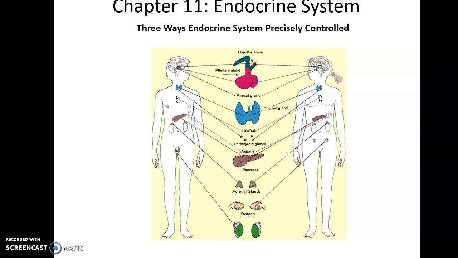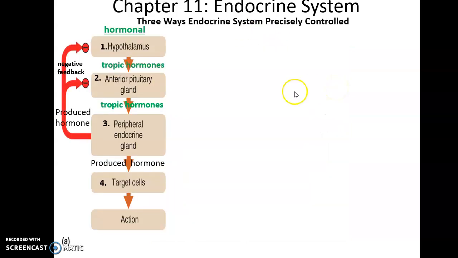So there are three mechanisms used by endocrine structures in order to control the release of hormones, because obviously we only want the hormones to be released when they're needed. So the first way is hormonal control. This means hormones that are released cause the release of other hormones and other endocrine structures.